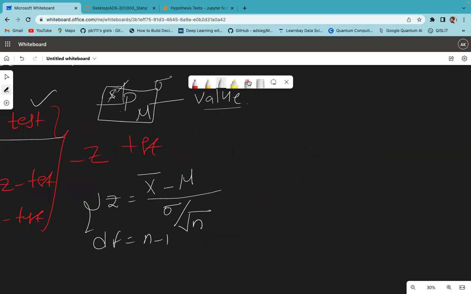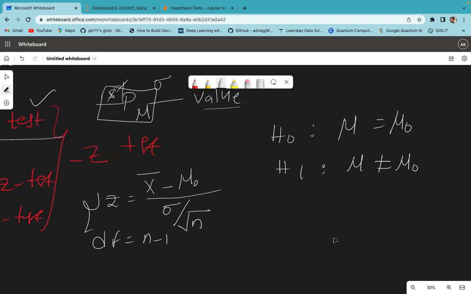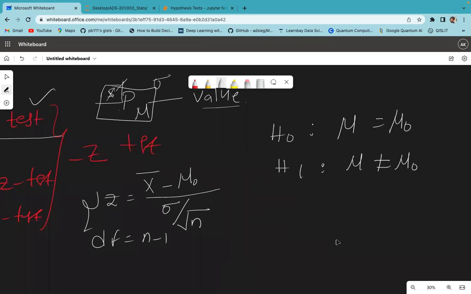Again, if the p value is more than 0.05, you should accept the null hypothesis. What is the null hypothesis? The null hypothesis is that your mean is equal to some constant value. The alternate hypothesis is that your mean is not equal to your constant value. Clear. I can show you the code in one shot. Actually, before that I just need to explain all these Z tests.